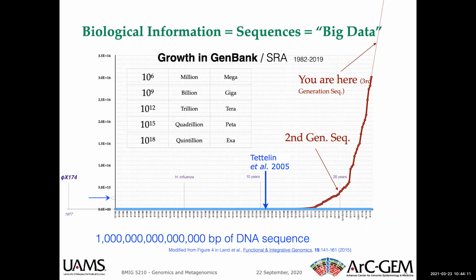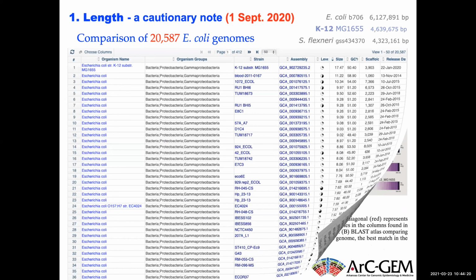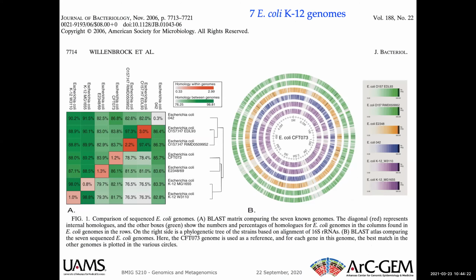We're over here. And so now when you start looking, you have 20,000 E. coli genomes. And so you can start doing lots of fun comparisons. Originally I was comparing 1 E. coli, then we had 2, and then 4, and now here's 7 E. coli genomes, doing some comparisons.